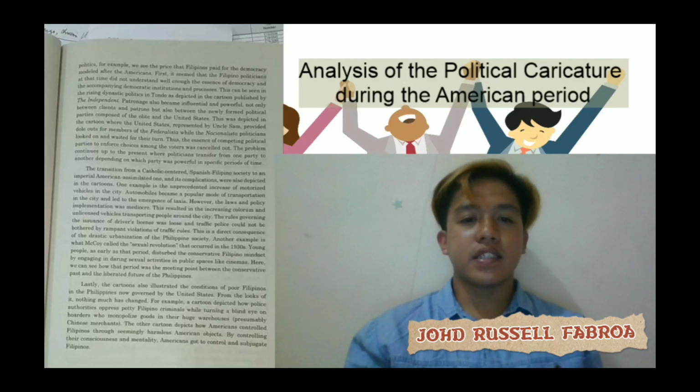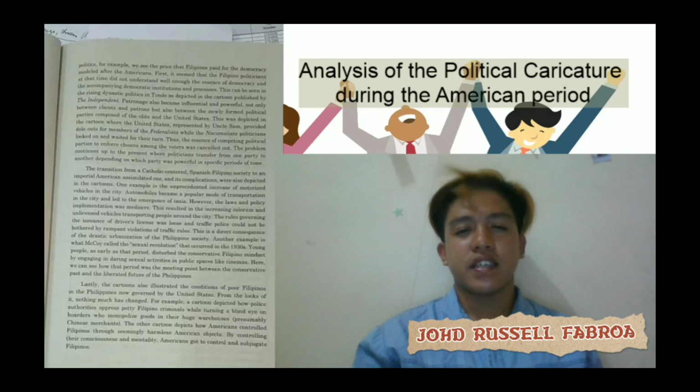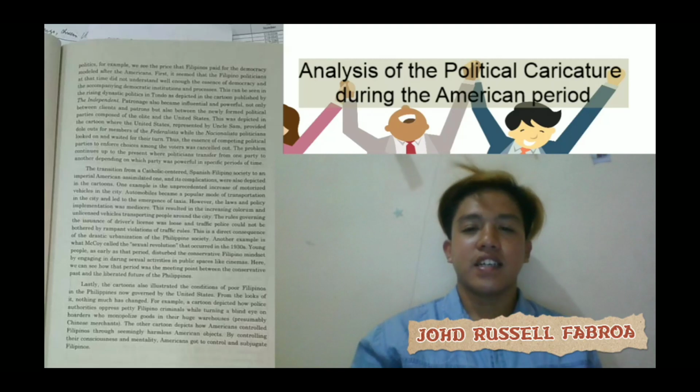This can be seen in the rising dynastic politics in Tondo, as depicted in the cartoon published by the Independent. Patronage also became influential and powerful, not only between clients and patrons but also between the newly formed political parties composed of the elite. This was depicted in the cartoon where the United States, represented by Uncle Sam, divided the dole among members of the Federalista while the Nacionalista politicians looked on and waited for their time.